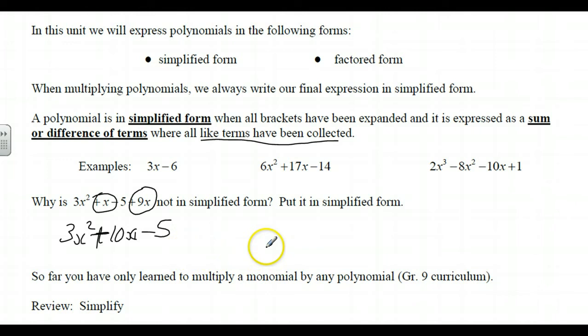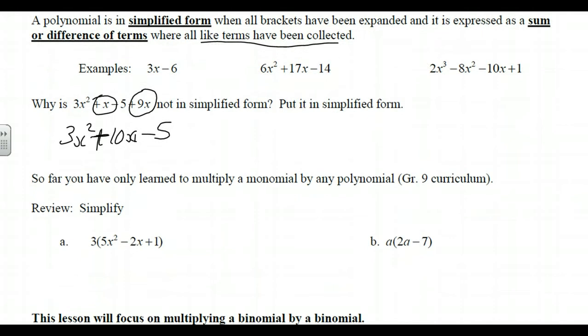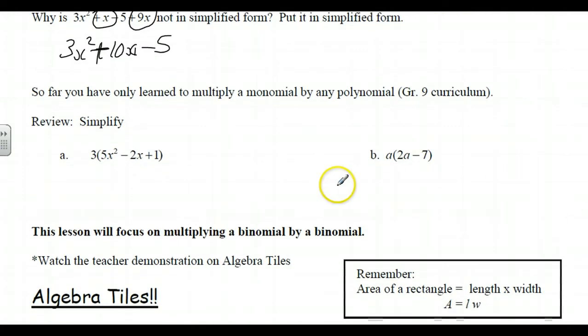So far, you've only learned to multiply a monomial by any polynomial. That's in the grade 9 curriculum. So let's just do a quick review of that. Simplify, and that's your instructions, right? We can't solve this. There's no value for x. It's not equal to anything, so we simplify.